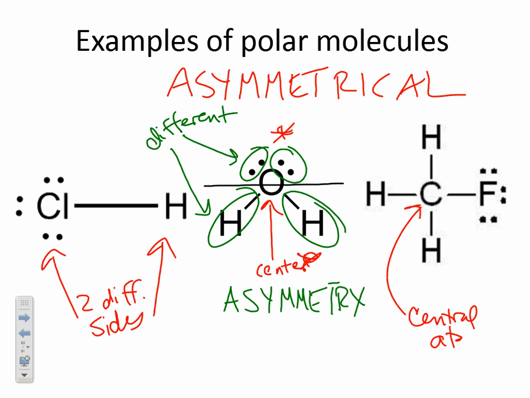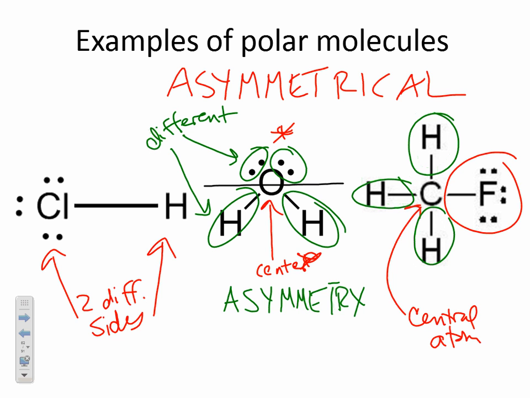and say, is everything the same around it? Well, this is a polar molecule, meaning everything is not the same. So yeah, I have these 3 bonds with hydrogen. Those are all the same. But then I also have this bond with fluorine. So because these guys are different, different means polar, that leads to the asymmetry. And that's why that compound is a polar molecule.